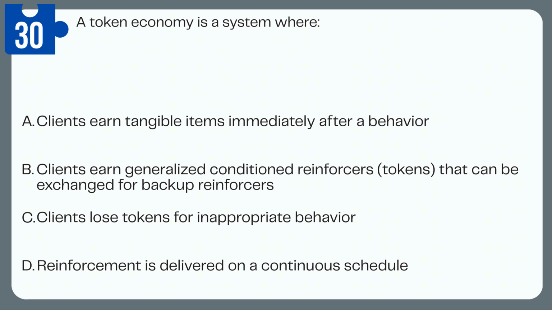Question 30. A token economy is a system where A. Clients earn tangible items immediately after a behavior. B. Clients earn generalized conditioned reinforcers, tokens, that can be exchanged for backup reinforcers. C. Clients lose tokens for inappropriate behavior. D. Reinforcement is delivered on a continuous schedule.